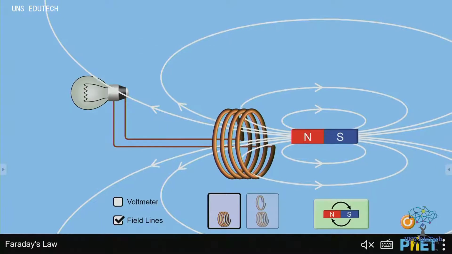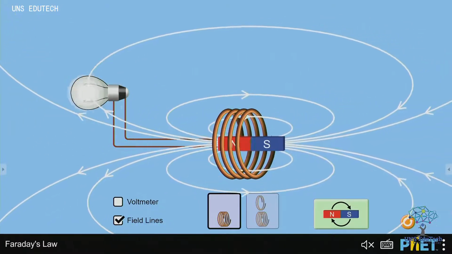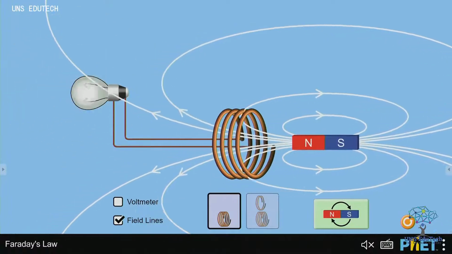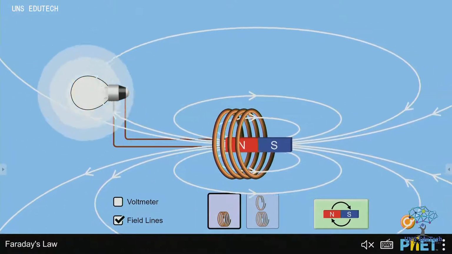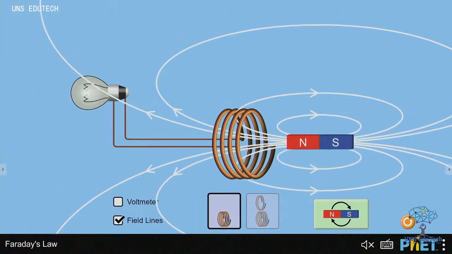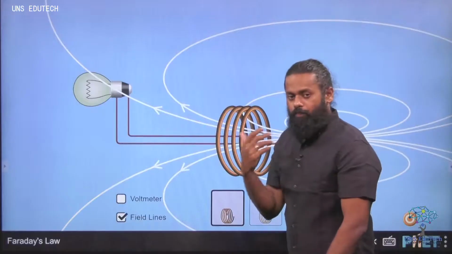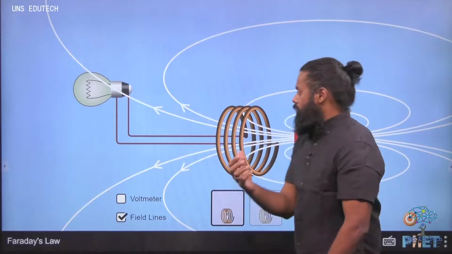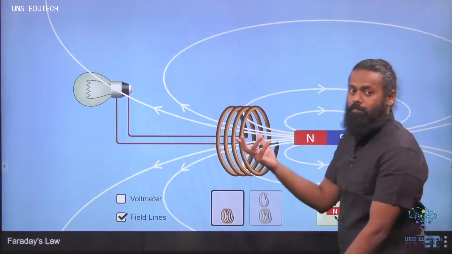If I move this magnet, you can see that bulb. Look at the bulb. If I move fast, you are getting a bright light. If I am moving slowly, the light is very, very feeble. So that means the faster the change in magnetic field, or the more the rate of change of magnetic field, then the brighter the light becomes.